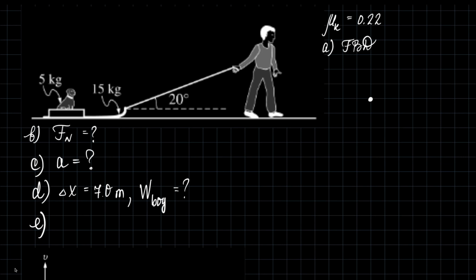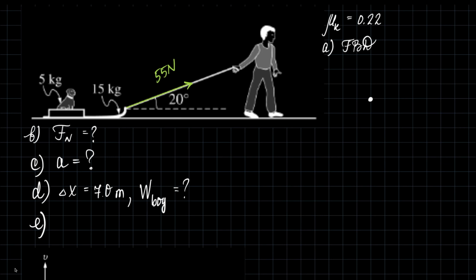This is a hilarious scenario where a boy is giving a ride to his dog on a sled. The boy is applying a force of 55 newtons at an angle of 20 degrees to the horizontal. And there's a number of questions, A through E. A starts with the requirement for us to draw the free body diagram. So the free body diagram will depict all the forces applied to the dog sled system as one dot.